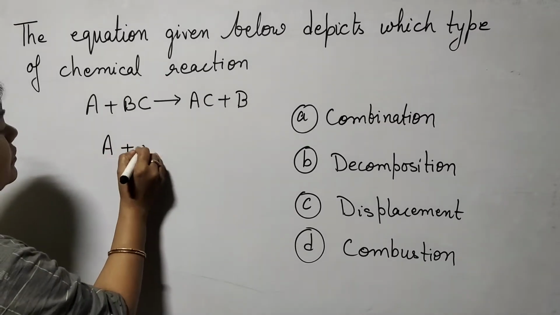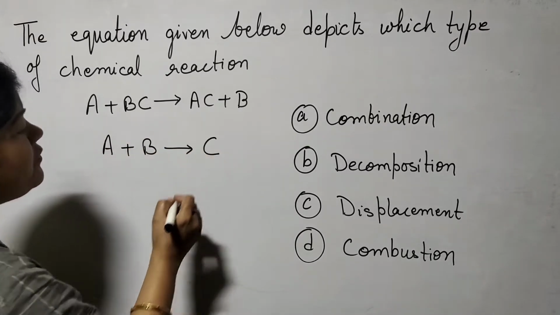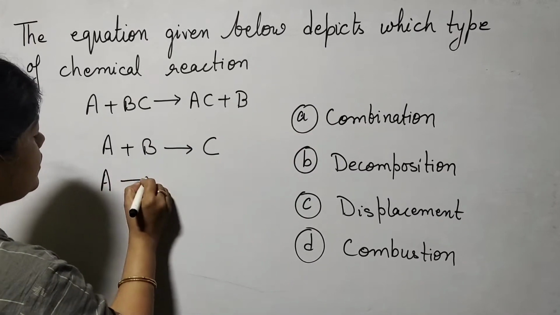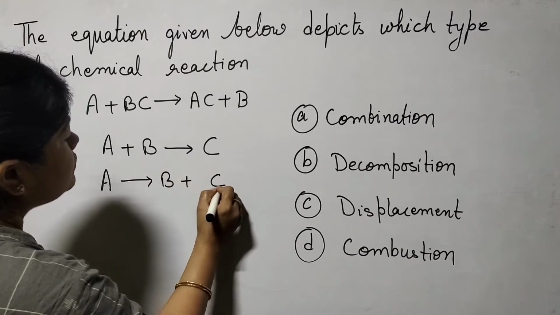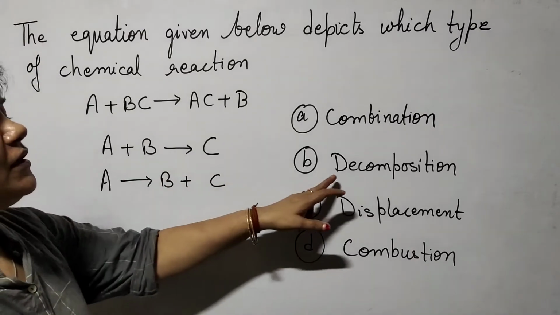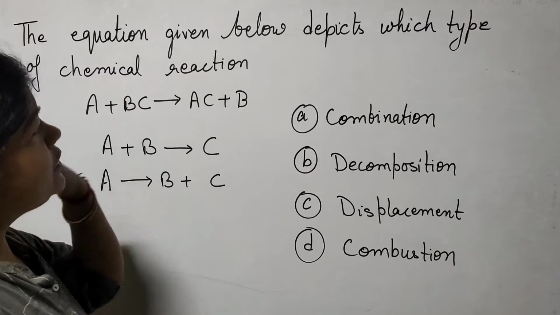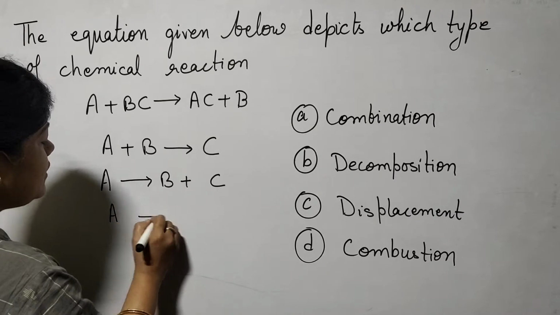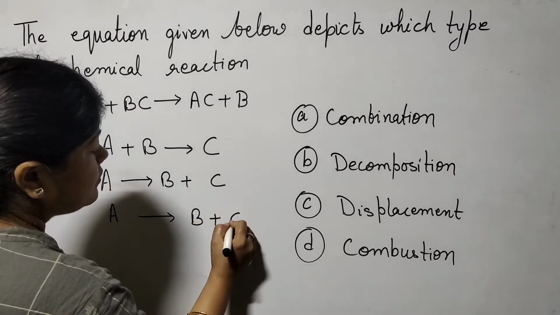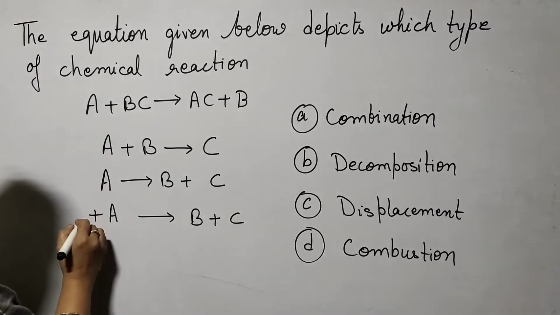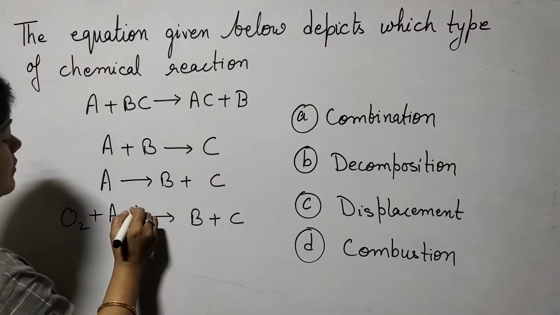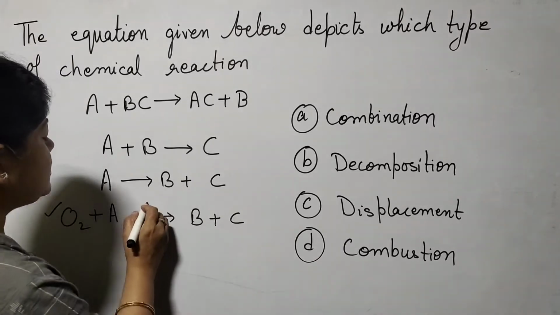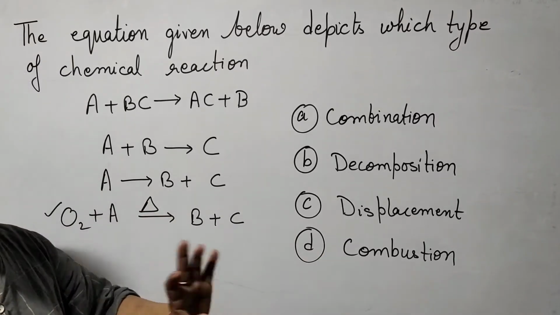If two compounds react with each other and form only one compound, then it is a combination reaction. If any compound divides into two elements, then it is a decomposition reaction. And what is combustion? If any compound, for example, burns with oxygen, then it is a combustion reaction. That is, for example, if there is heat, then it is a combustion reaction.